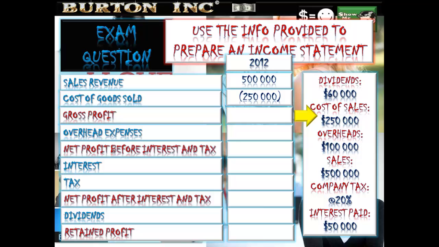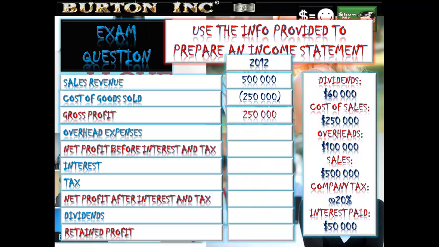Now, again, brackets, standard convention, will be indicating a negative value. So cost, that's money flowing out of the business. So 500,000 minus 250,000 will give us our gross profit, our first calculation.